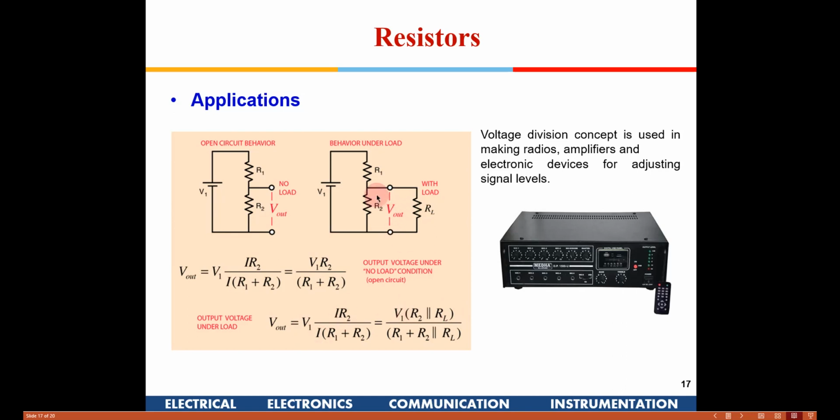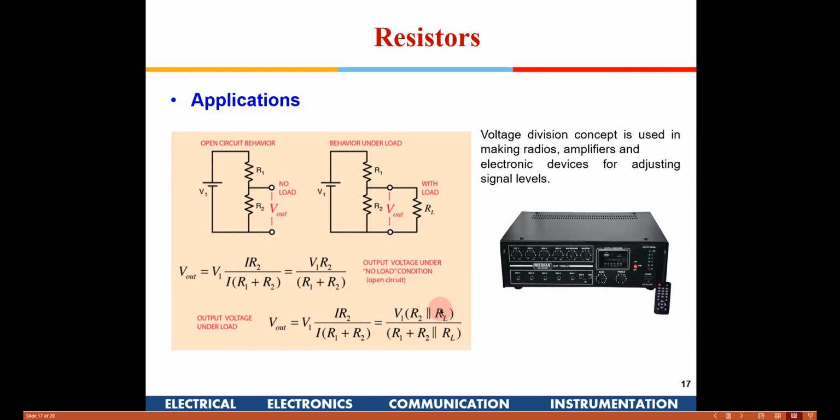Now R2 will become parallel to RL, right? So it will be V1 times (R2 parallel to RL) divided by R1 plus (R2 parallel to RL), these two, right? Now if RL is much lower than R2, in that case the net resistance will become RL, and this will also become RL. So what we had designed for the output voltage will not remain the same, because the output voltage will be determined by the value of RL.